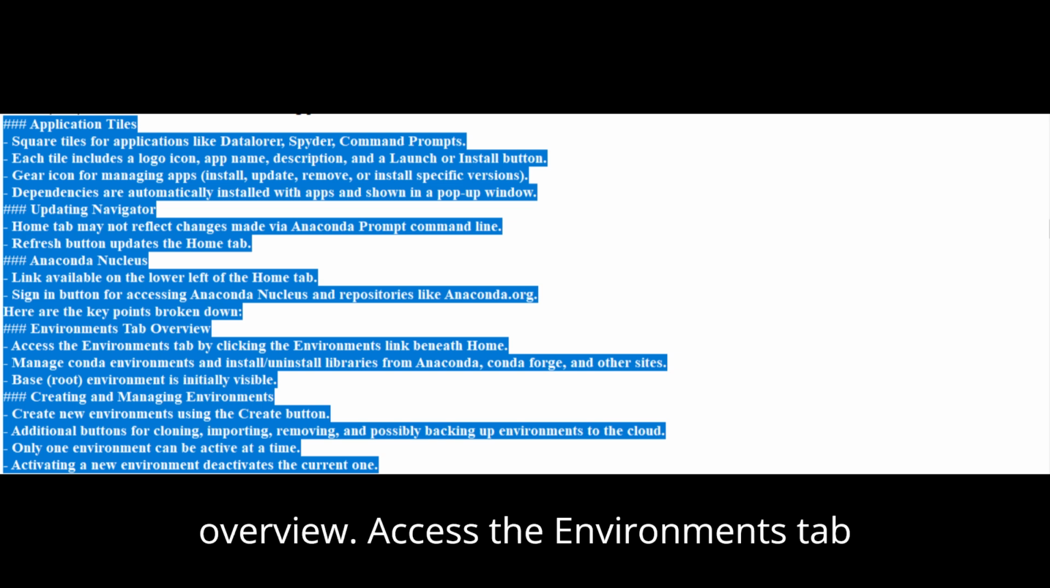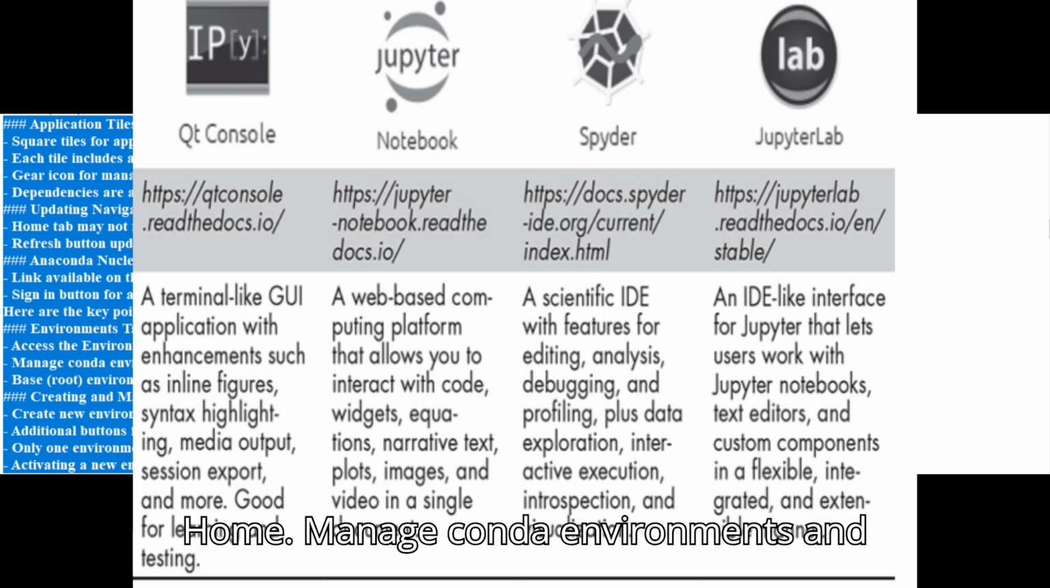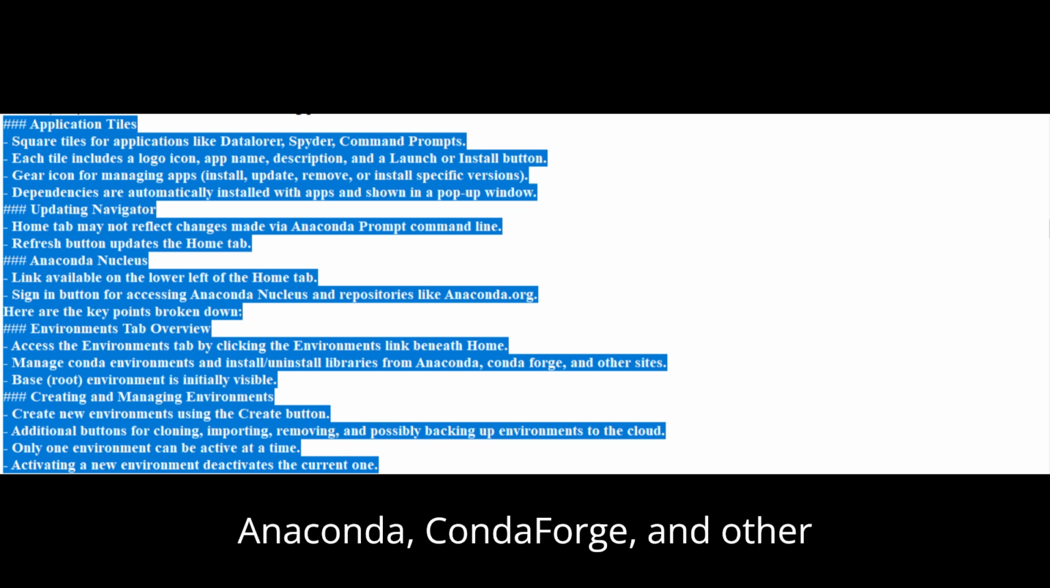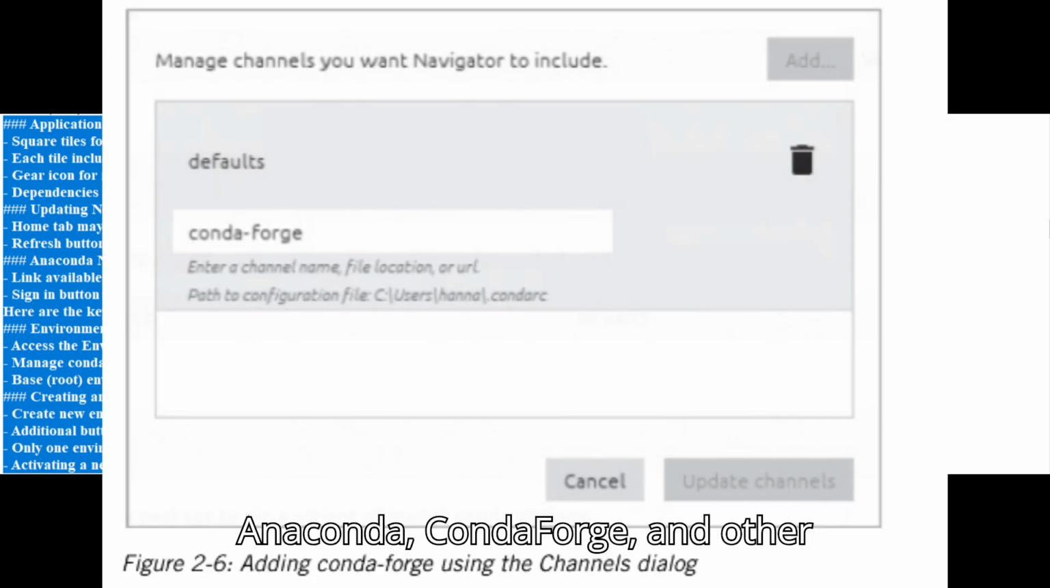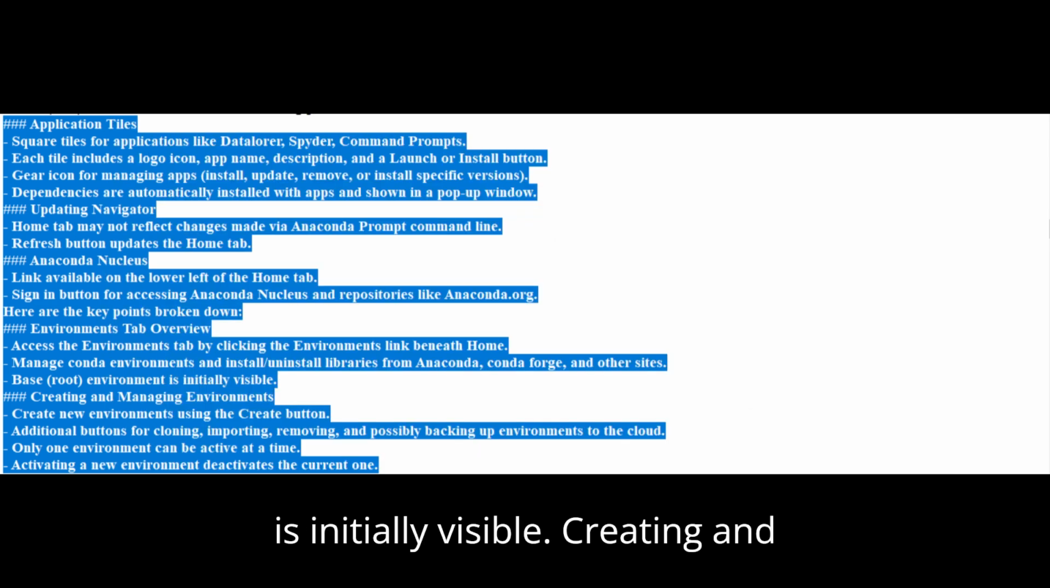Environments tab overview. Access the Environments tab by clicking the Environments link beneath Home. Manage Conda environments and install/uninstall libraries from Anaconda, Conda-Forge, and other sites. Base root. Environment is initially visible.